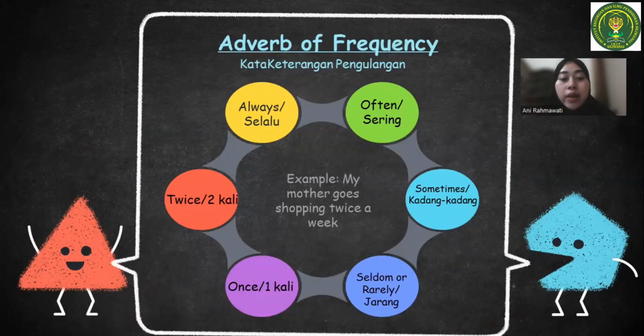Then we also have the adverb of frequency. How often do we do something? They are always, often, sometimes, seldom, once, twice. When a sentence uses these, it means that the sentence is probably in the simple present tense. For example, my mother goes shopping twice a week.